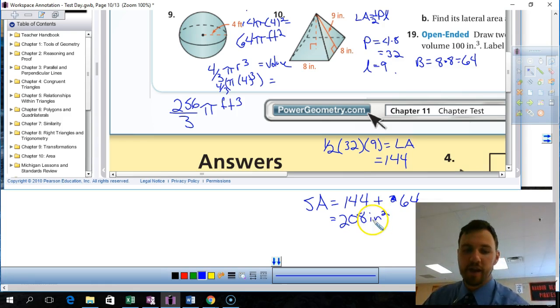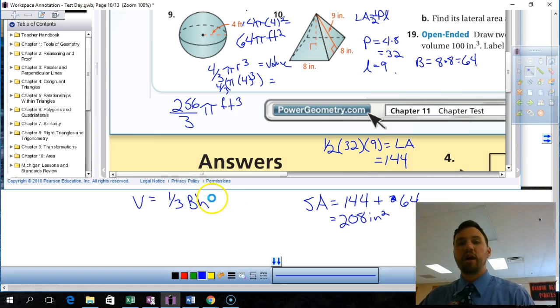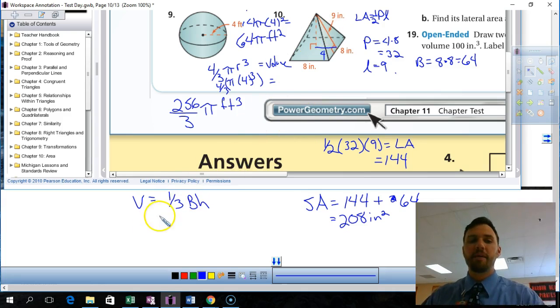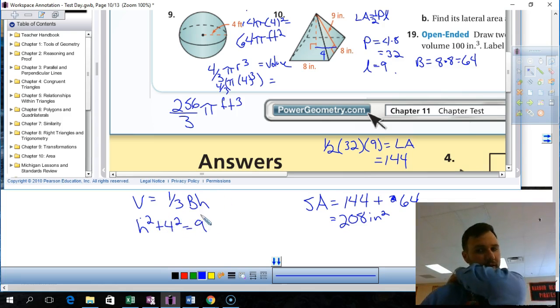So now I have to find the volume. The volume of a pyramid is 1/3 base times height. So I already told you that our base was 64, but now I need to find height. So I make this into a right triangle, right? Half of 8 is 4. So I can use Pythagorean theorem, where 9 is my hypotenuse. So my height squared plus 4 squared equals my hypotenuse squared, right?